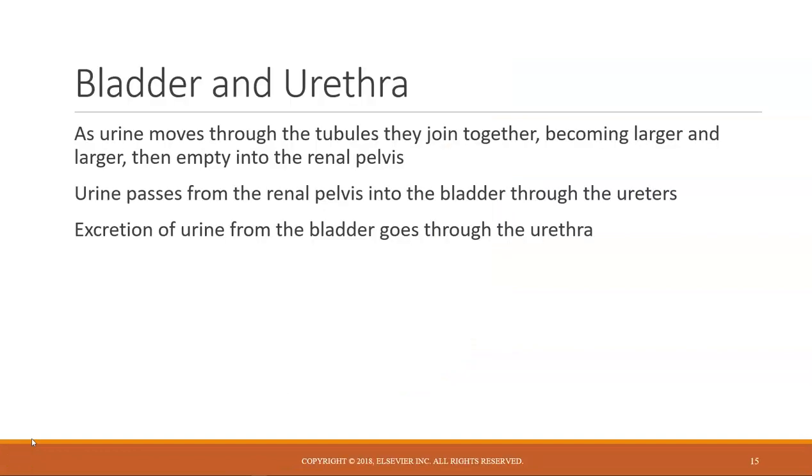Again, as urine moves through the tubules, these tubules join together, they become larger and larger, and then they empty into the renal pelvis. The urine passes from the renal pelvis into the bladder through the ureters, and then excretion of the urine from the bladder goes through the urethra.